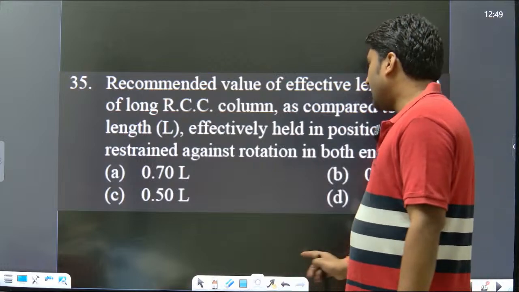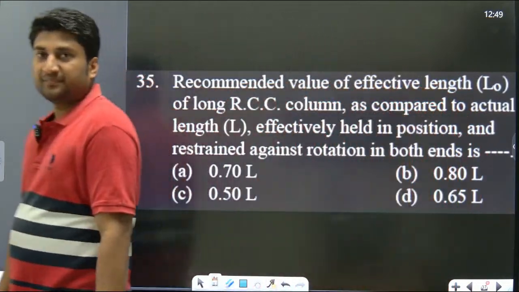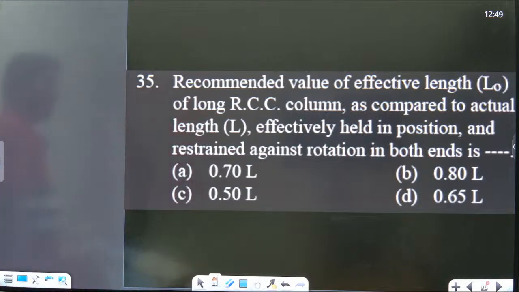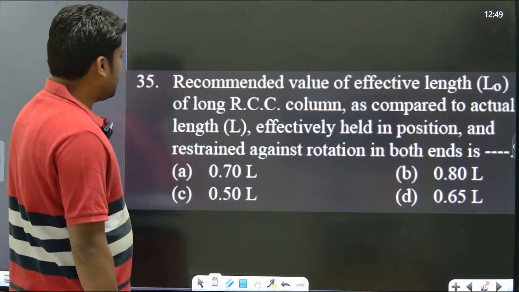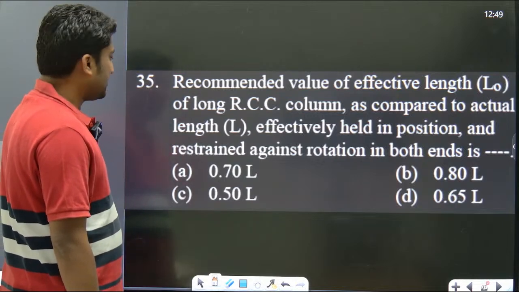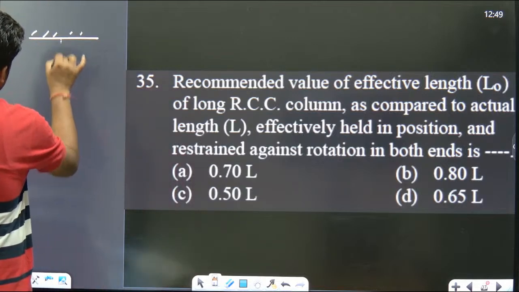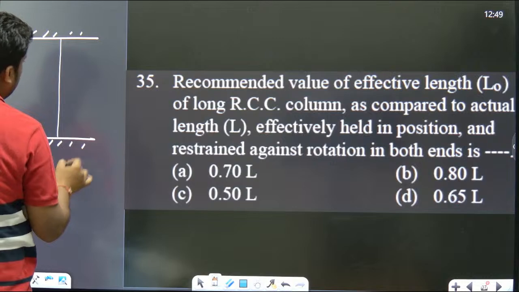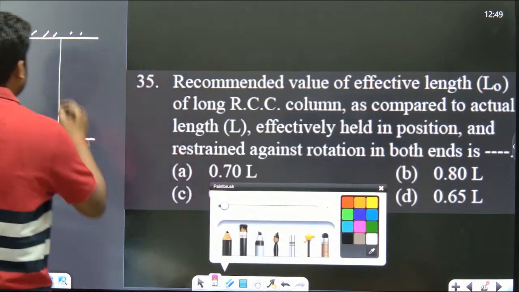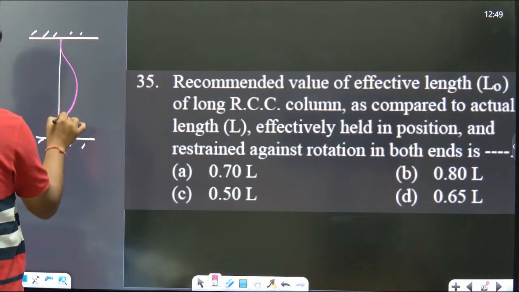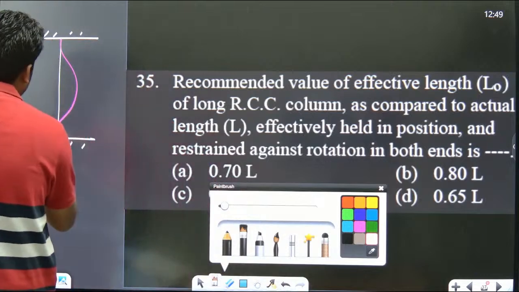Next question. Again, it is a very simple question and the last 5 questions for this chapter. The recommended value of effective length L0 of a long RCC column, as compared to the actual length L, effectively held in position and restrained against rotation at both ends. Whenever the column is effectively held in position and restrained against rotation, it means both ends are fixed. Whenever the load is applied, this is the bending criteria. You can see the distance between the points of zero bending moment is this much.